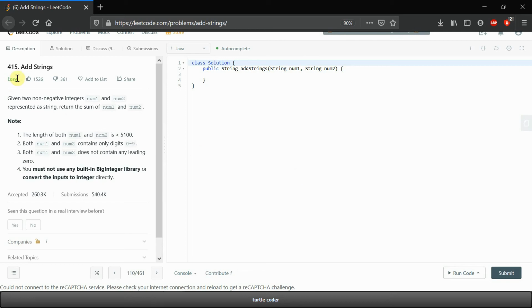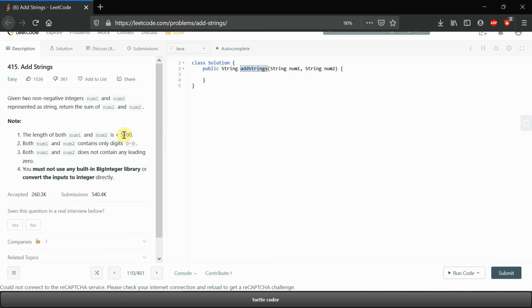In this video we are trying to discuss the solution for add strings. The problem is we are given two numbers, num1 and num2, in a string format, not in a conventional number format. So it's not a long or a double or an int, these are strings, but the ask is to add those numbers, and the length of both num1 and num2 is less than 5100.